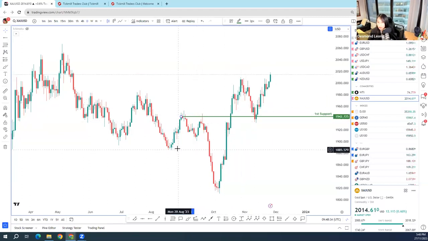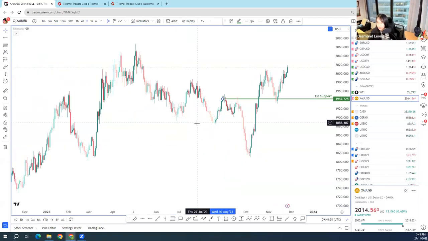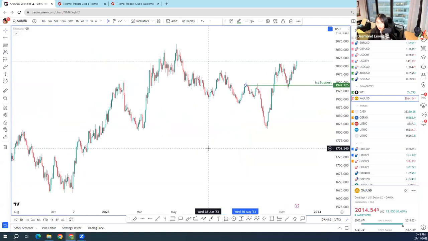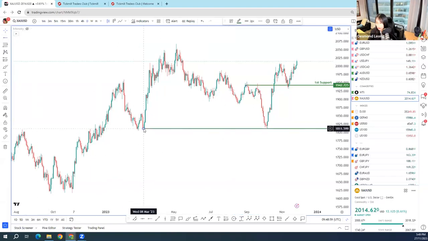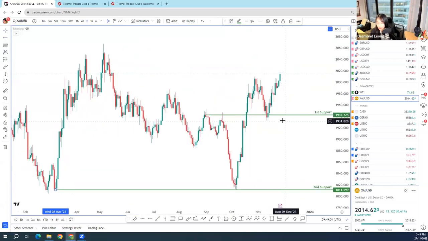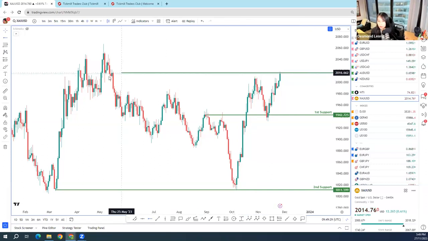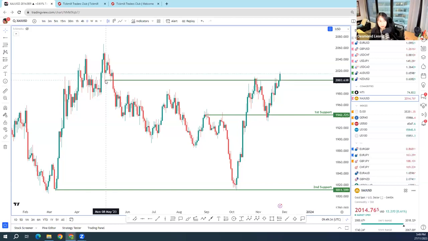And for the second support level, let me see. It's very strong. It's slightly further from the price. We can take this as the second level of support. The price bounces up pretty good, and here as well it bounces up. So this can be a pretty nice second support. Or the resistance level, I think this will form a resistance. This over here.